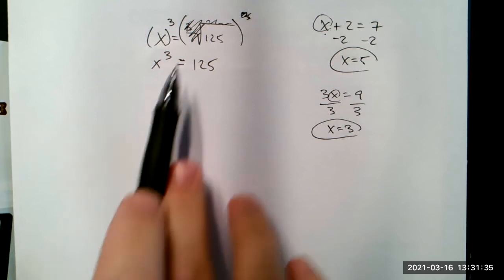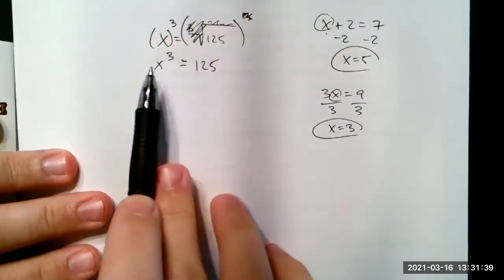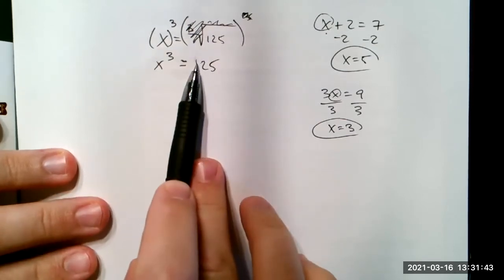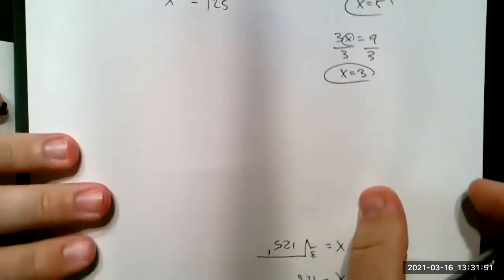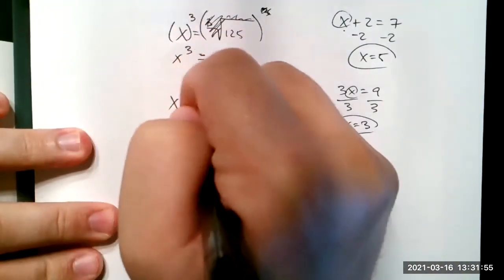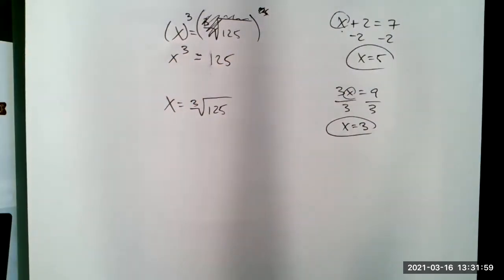So again, they're saying the exact same thing. x equals the cubed root of 125 and x cubed equals 125. It's the exact same equation. It's just a different way of looking at it, okay? So the way I would solve this is I would start back at the beginning where I had x equals the cubed root of 125, and I would actually just take the cubed root of 125.